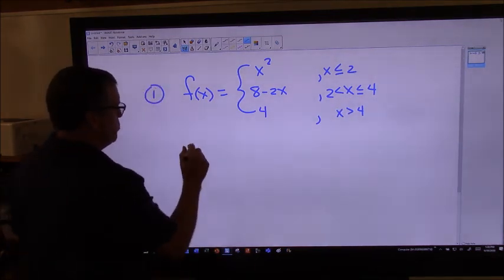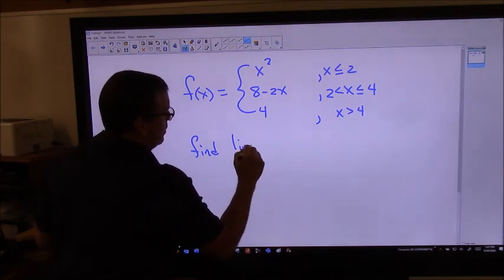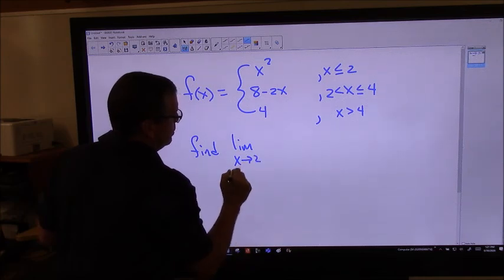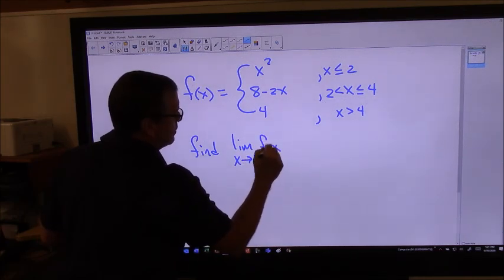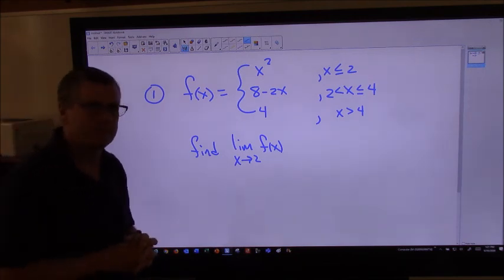What we want to do is we want to find the limit as x approaches 2 of f of x. You guys go ahead and try it.